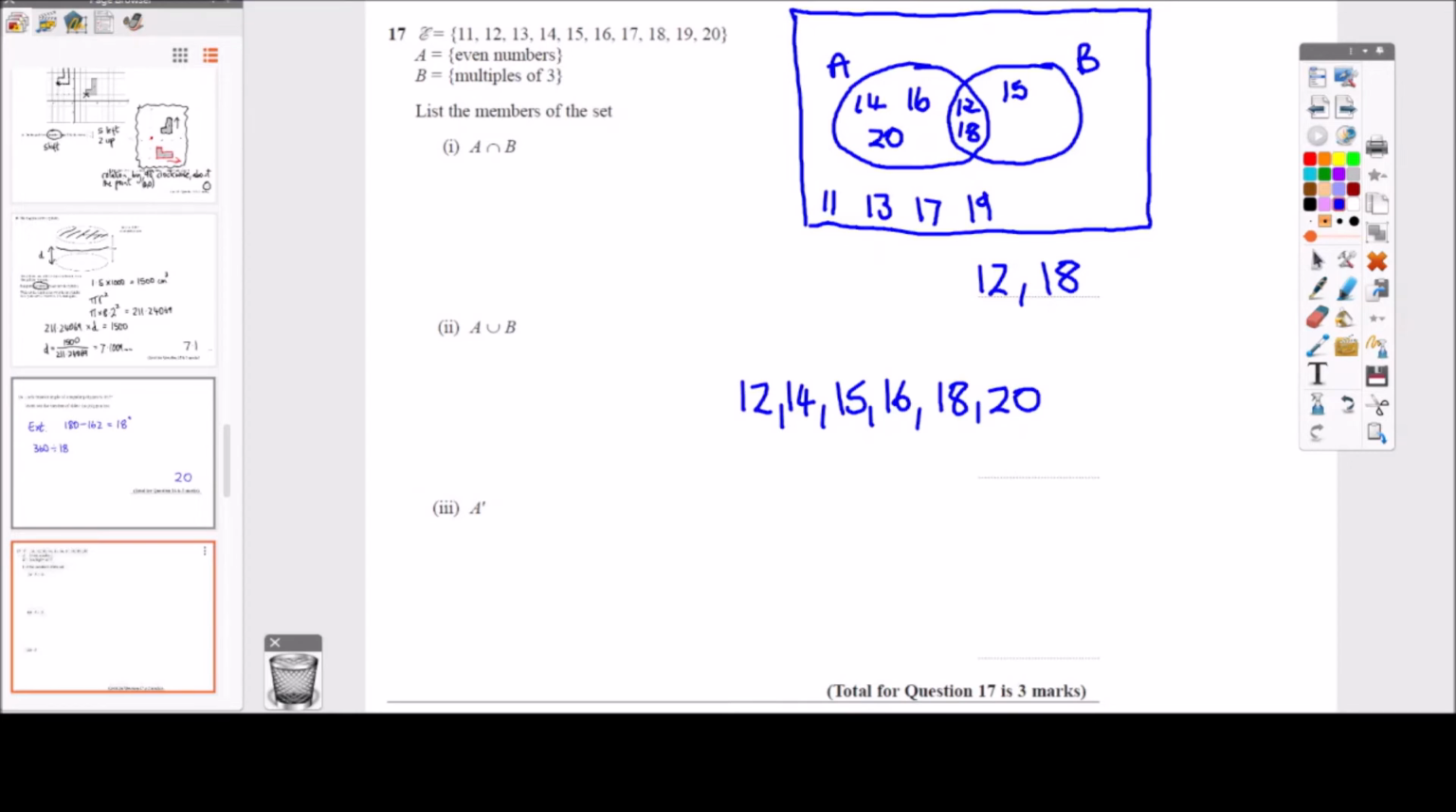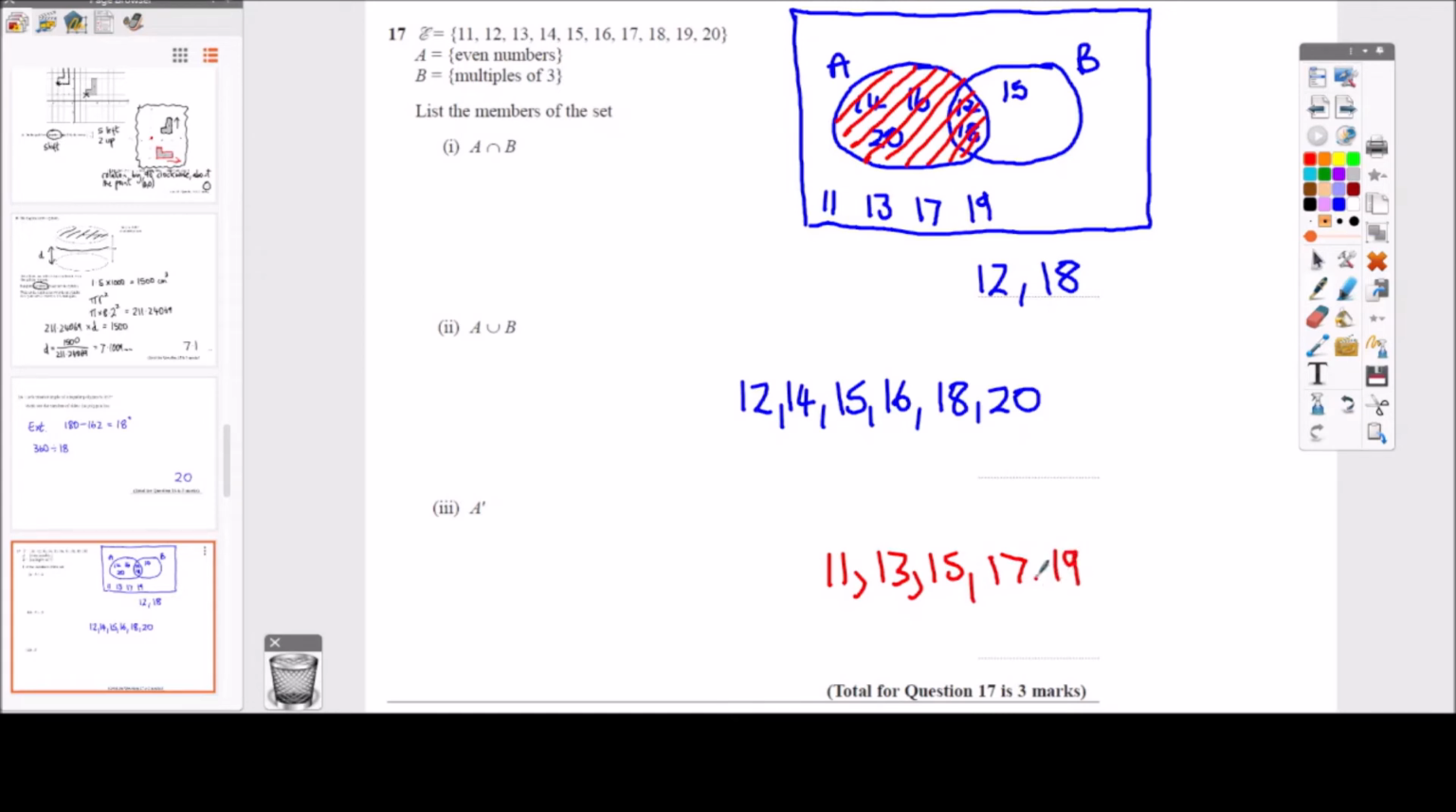Now for part 3, A apostrophe, A dash, that means the complement of A. That means all the numbers that are not in A. So the numbers that are in A are anywhere in the A rugby ball, whether or not it crosses with B. That is all the numbers that are in A. So all the numbers that are not in A is everything else. Now it could be in B, it could be in neither, but it's not in A. So putting these in numerical order, we've got 11, 13, 15, 17, and 19.